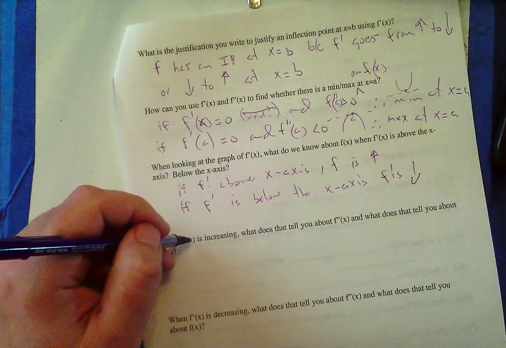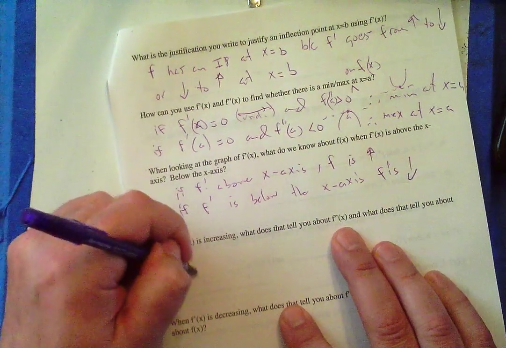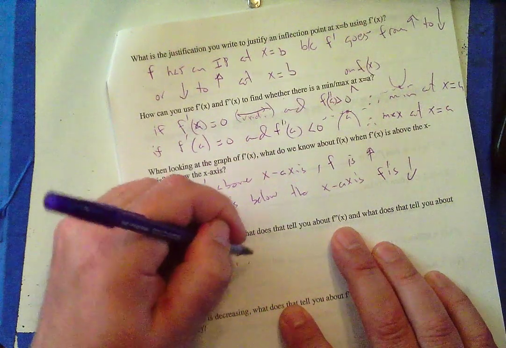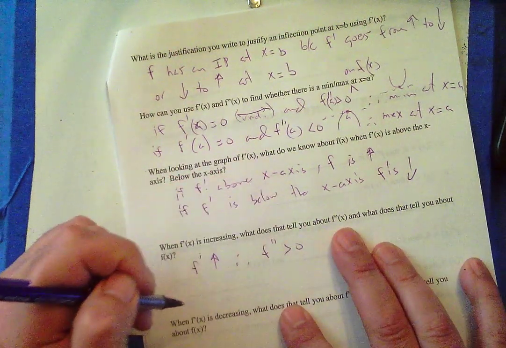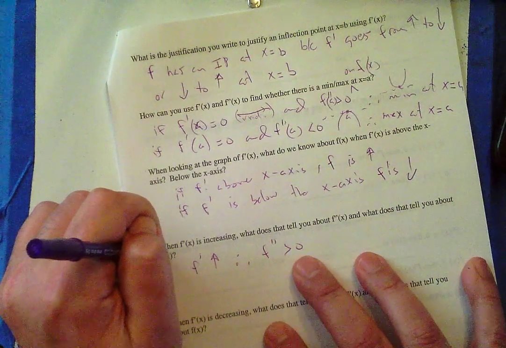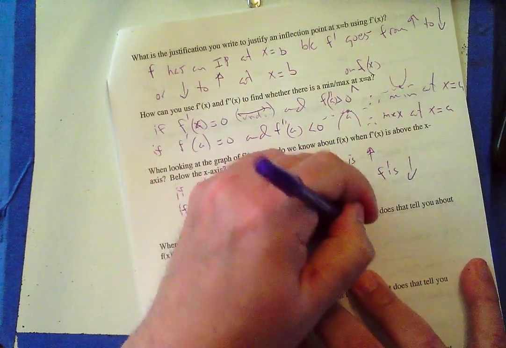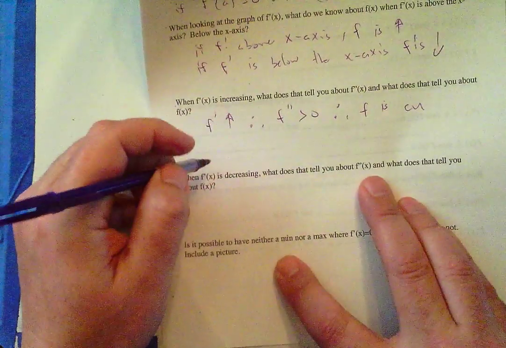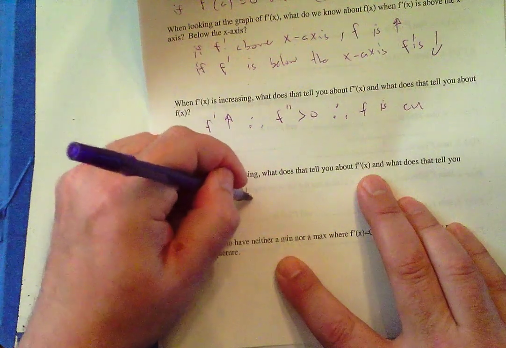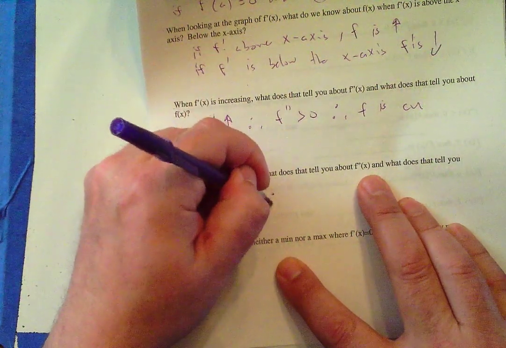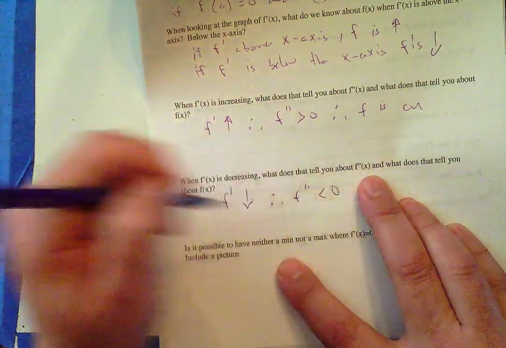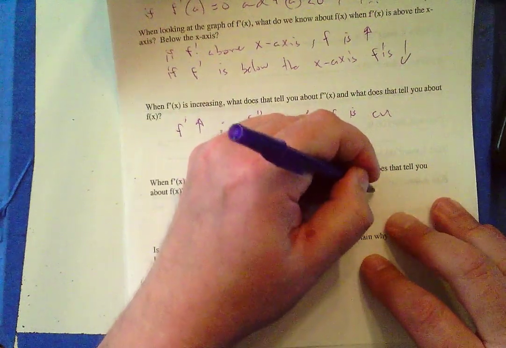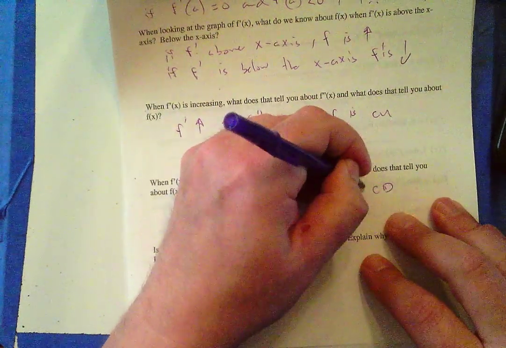When f prime is increasing, what does that tell you about f double prime? So if f prime is increasing, f prime has positive slopes, therefore f double prime is greater than 0. And since f double prime is greater than 0, we know that f is concave up. When f prime is decreasing, what does that tell you? Well, if f prime is decreasing, that means f prime has negative slopes. Therefore, f double prime would be less than 0. And what does that tell me about f of x? Therefore, f of x is concave down.